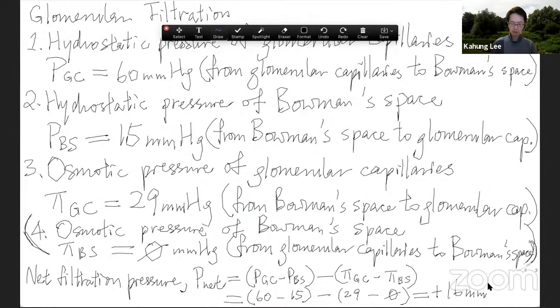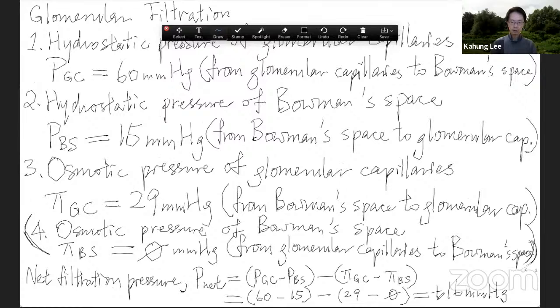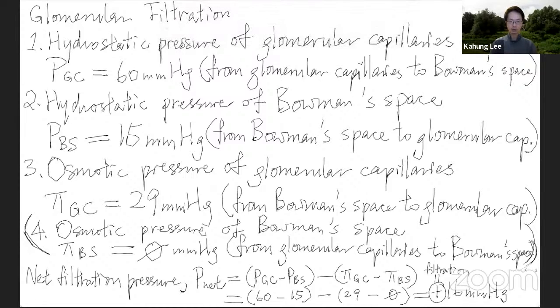Then you will have a positive value, 16 millimeter mercury. Do you remember what positive means? Positive means that it favors filtration. So positive means filtration. What does filtration mean? Filtration means that it goes from the blood into ECF. From blood into ECF, we call it filtration.